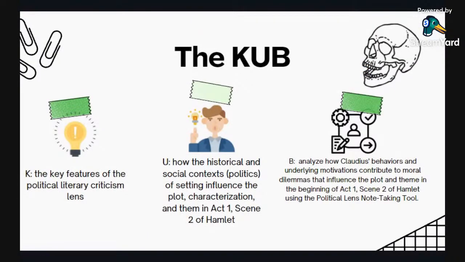Right, so that brings us to our cub for this lesson. We have: students will know the key features of the political literary criticism lens. They'll understand how the historical and social context, or politics of setting, influence the plot, characterization, and, that should say, theme in Act 1, Scene 2 of Hamlet. And they will be able to analyze how Claudius's behaviors and underlying motivations contribute to moral dilemmas that influence the plot and theme in the beginning of Act 1, Scene 2 of Hamlet using the political lens note-taking tool.